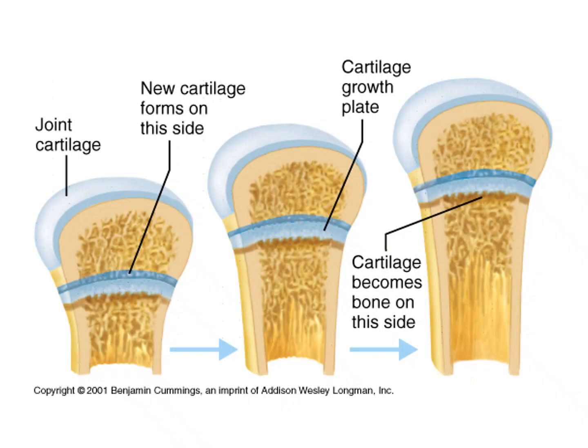This slide illustrates how bones grow in length via the epiphyseal growth cartilage. Cartilage cells are dividing on the epiphyseal side and dying and being replaced by bone on the diaphyseal surface.